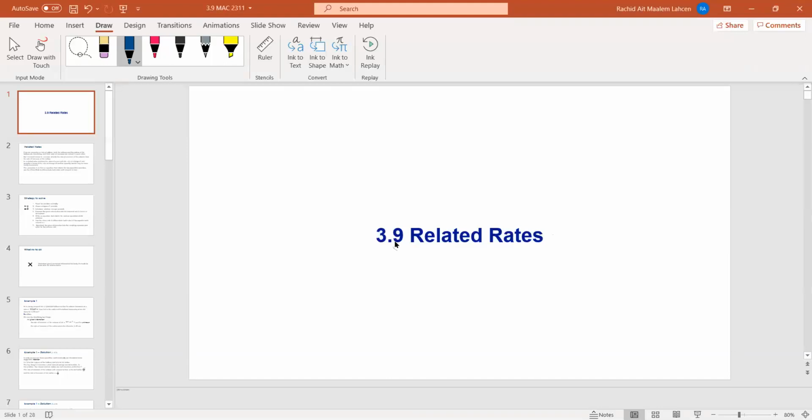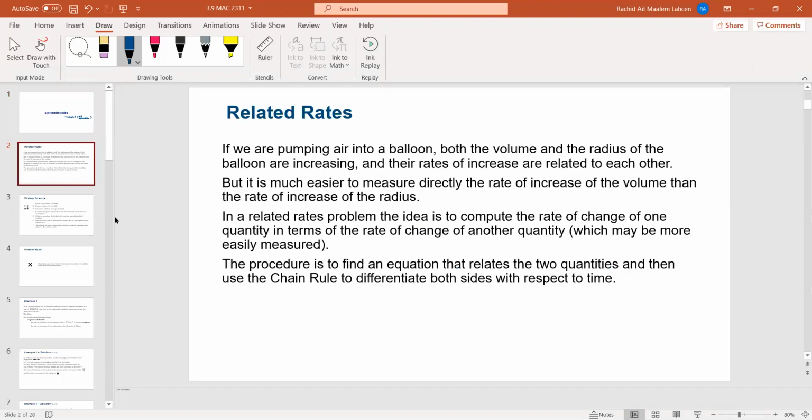When we go to chapter 4, we will have optimization, 4.7, which will be a kind of similar task. With related rates, the interest is that you have a rate that you know or can be measured, and you want to figure out another rate that is connected to it. So that's the main purpose.